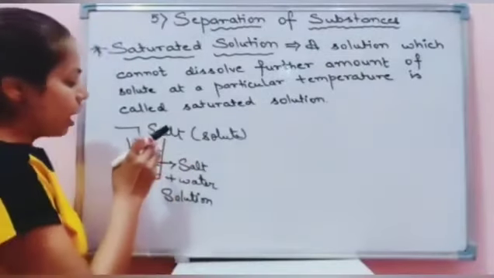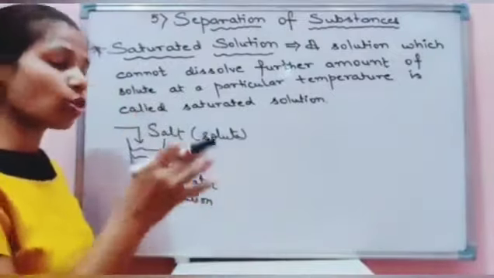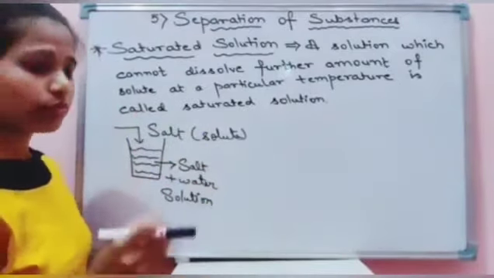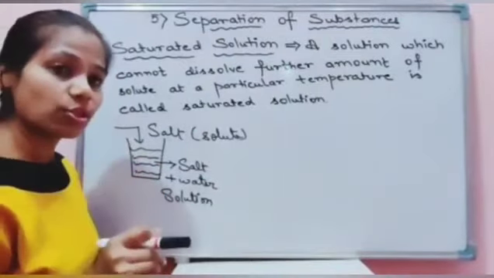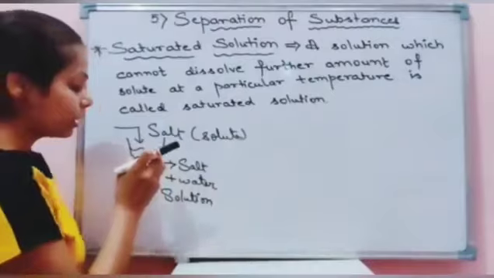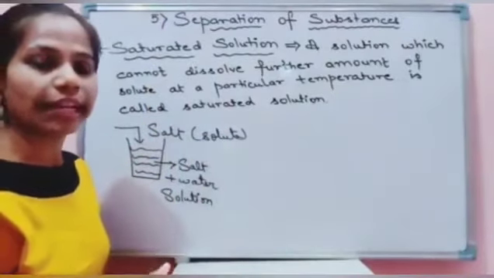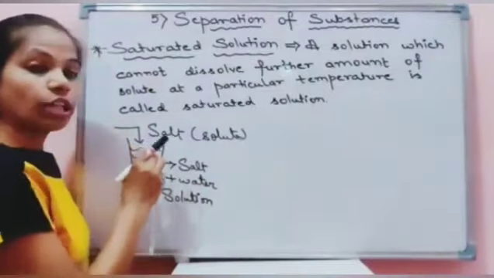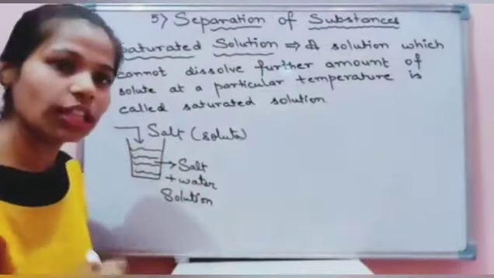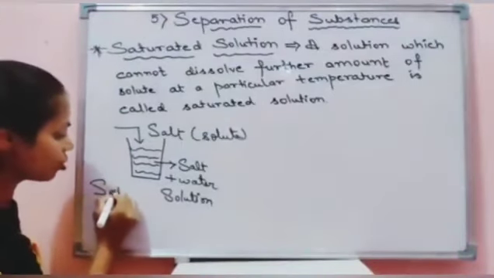Okay. After some time, children, the salt will stop dissolving in this water and it will settle down at the bottom. Why is it so, children? Because now the capacity of water to accept the solute inside it will be over. Therefore, this particular solution will be known as, children, a saturated solution.